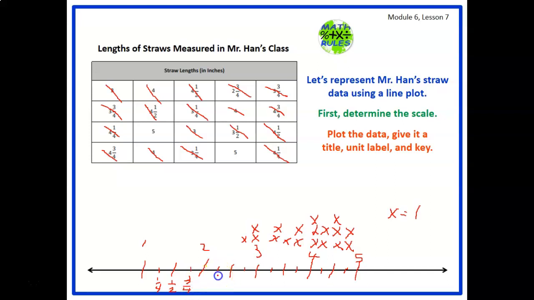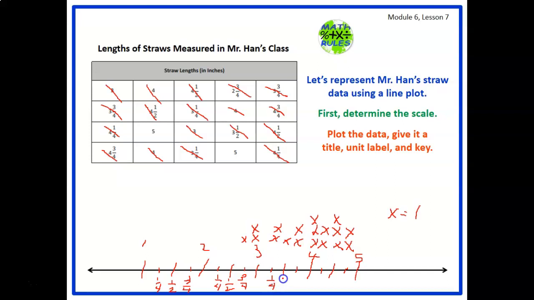And then we have 1/4, 1/2, 3/4. Those 3s are rough. And then I have 1/2. Oh, sorry, 1/4. I almost said 1/2, didn't I?